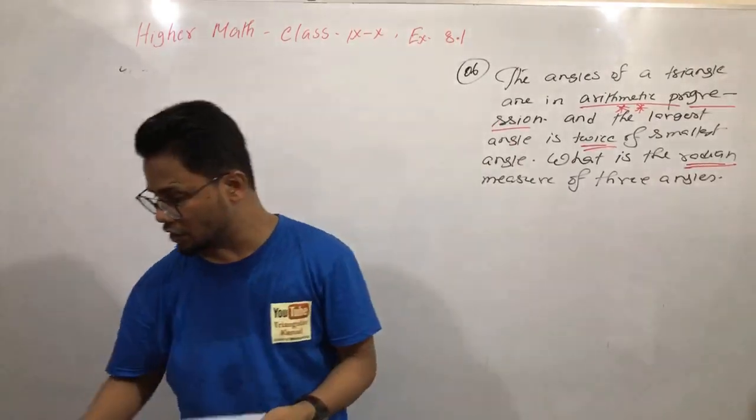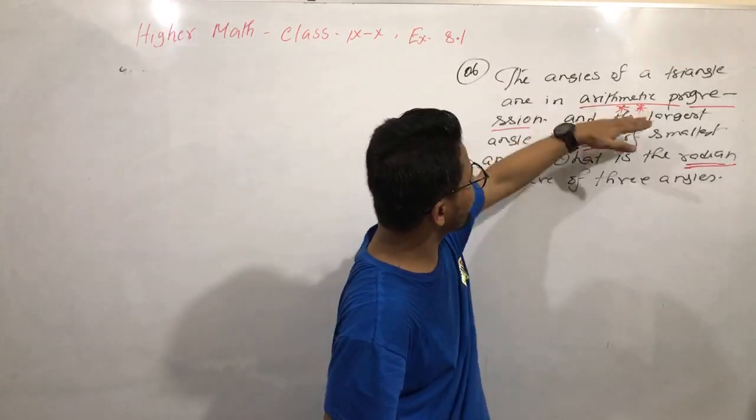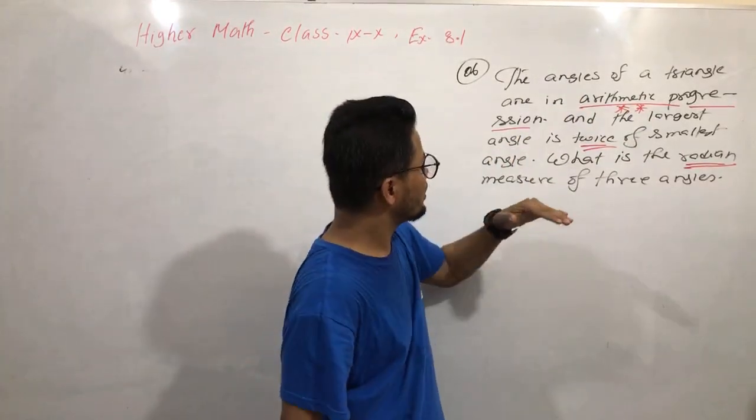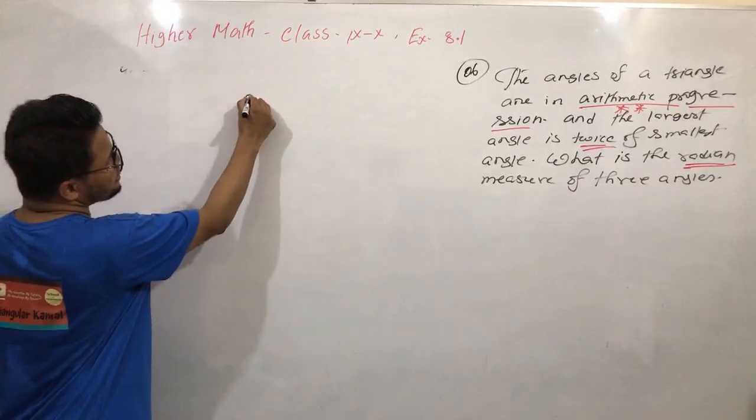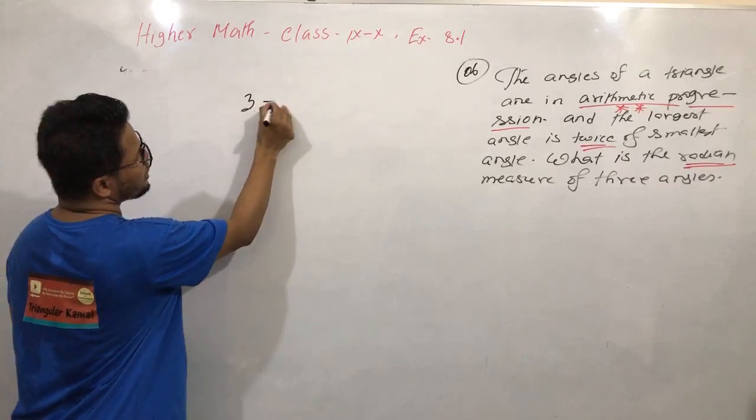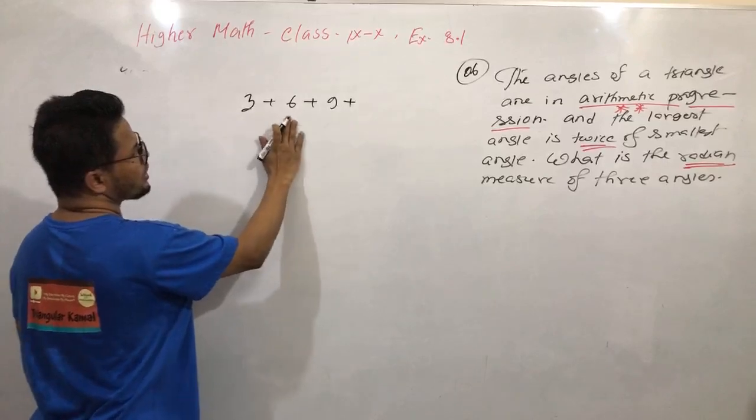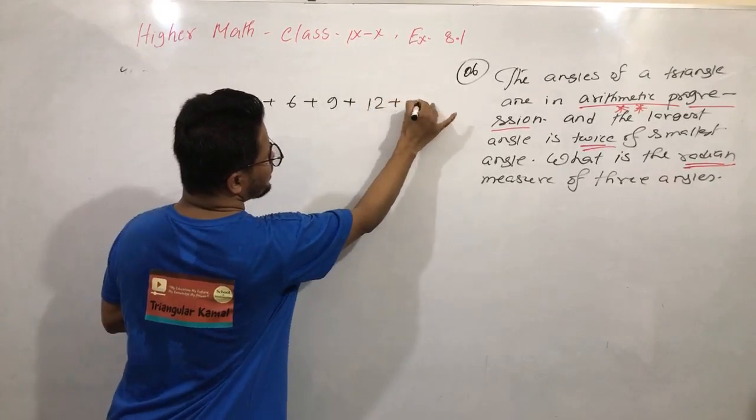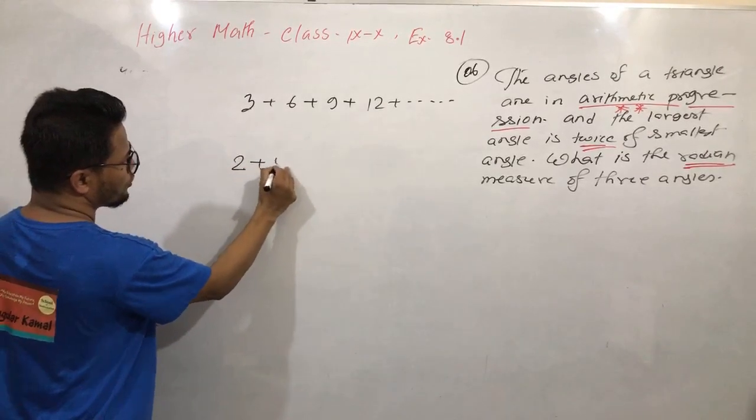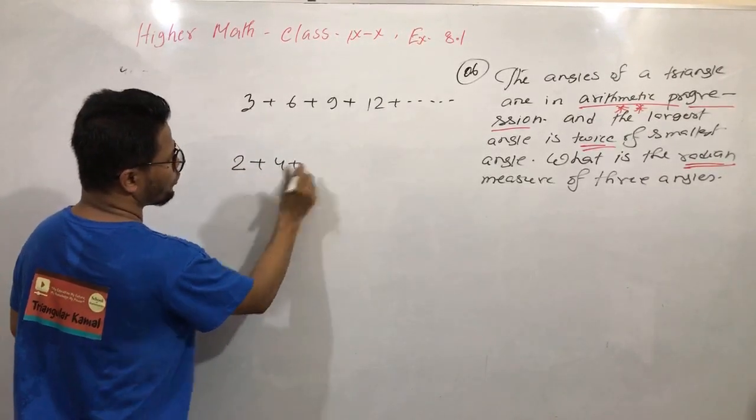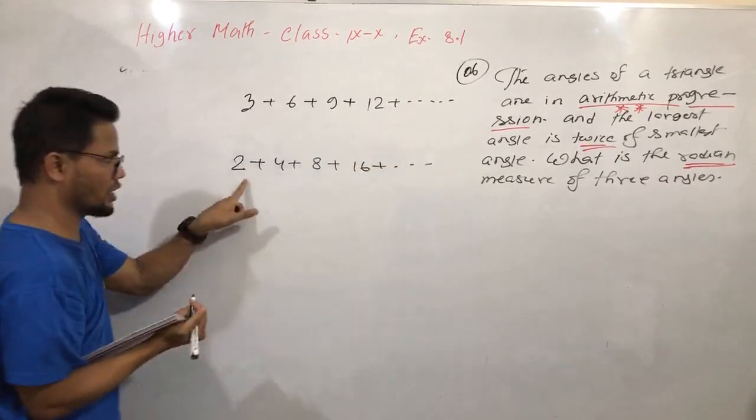So everyone, just give attention here. The angles of a triangle are in arithmetic progression. And what is arithmetic progression? Like here, the first angle is 3, suppose. Another one is 6, another one is 9, 3, 6, 9, 12. And this is called arithmetic progression. Like 2, 4, 8, 16, and this is called geometric progression.